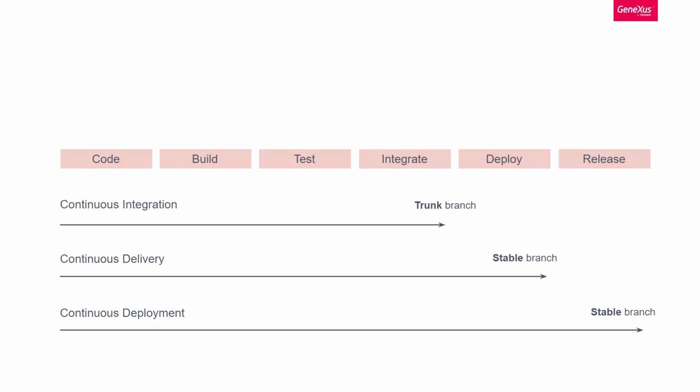Pipelines with automated tests allow to achieve continuous integration, continuous delivery, and continuous deployment. Continuous integration refers to integrating the code of each developer and validating it with unit tests. Continuous integration is typically configured in the trunk branch. When we automate the release and with just one click we can put our application into production, we have continuous delivery. When the entire process is automated and the code is automatically put into production, that is where we achieve continuous deployment. Typically, these last two schemes are configured for the stable branch.